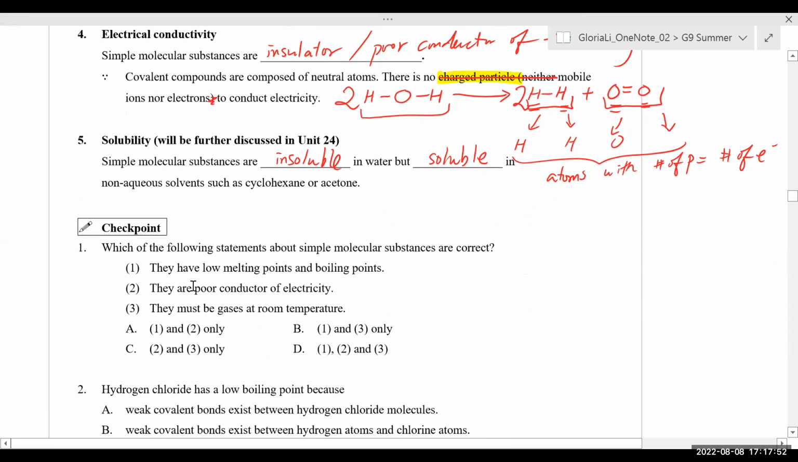And here are the checkpoints. Which of the following statements about simple molecular substances are correct? 1, they have low melting point and boiling point. That's correct, right? 2, they are poor conductors of electricity. Correct. 3, they must be gas. This is wrong. It can be liquid, it can be solid, but the melting point and boiling point involved will be relatively low. So only 1 and 2 are correct.